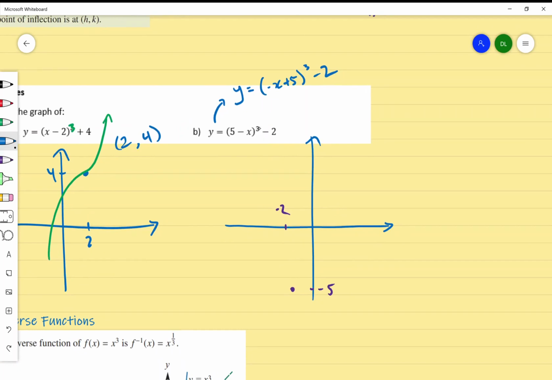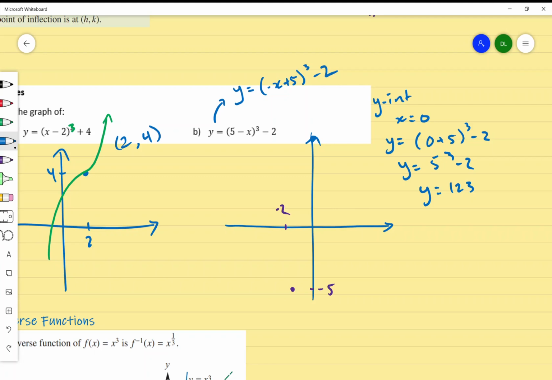So if we try to find my y-intercept, I let x equal 0. Are we okay with that? So let x equal 0, I get y equals (0 plus 5) cubed, minus 2. y equals 5 cubed, minus 2. y equals 123. There we go. Thank you very much. 123. So my y-intercept is way up here.